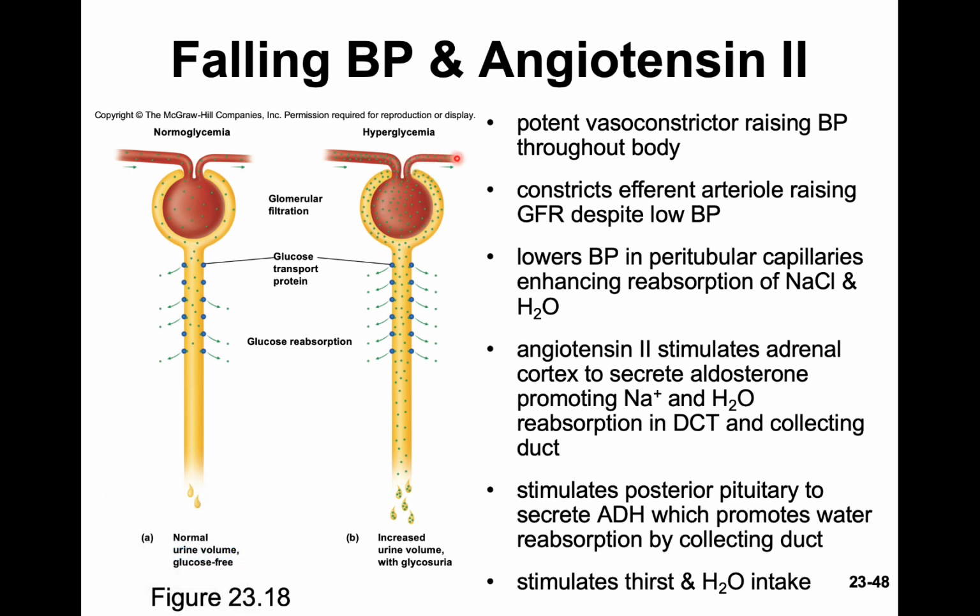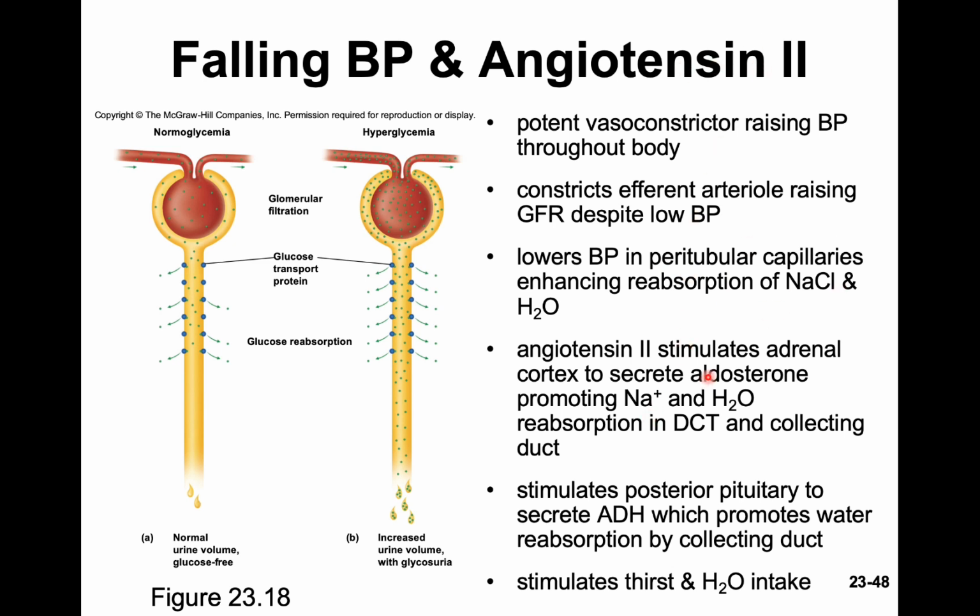If you constrict this one, blood is going to get backed up in the glomerulus, increasing the GFR, causing more filtration, and therefore more urine output. In essence, lowering your blood pressure. It also lowers your blood pressure in capillary beds. That's what angiotensin 2 does.